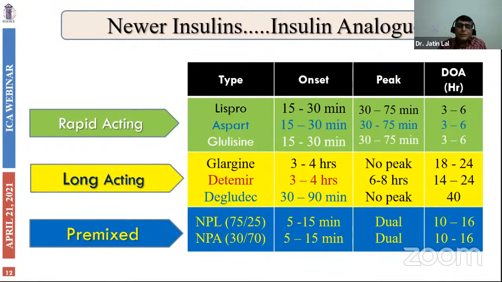Then we have the pre-mixed insulins, NPL or NPA, which is the protamine isophane with insulin Lispro or with Aspart, and they have a dual action. They will take care of the postprandial spikes and also give a basal insulin control.